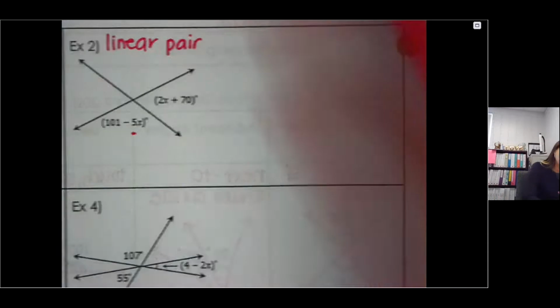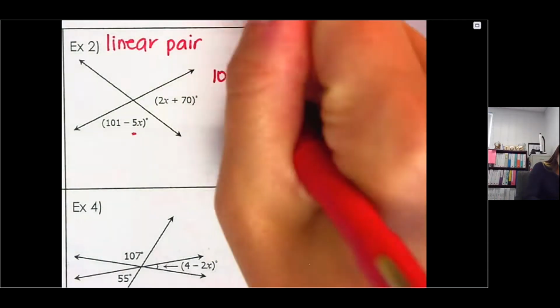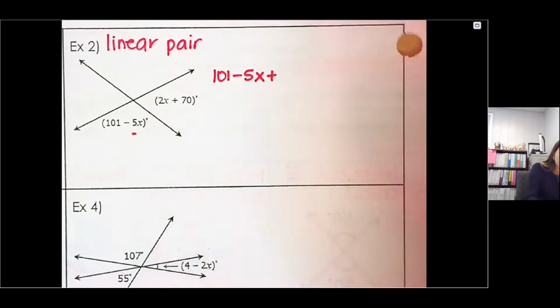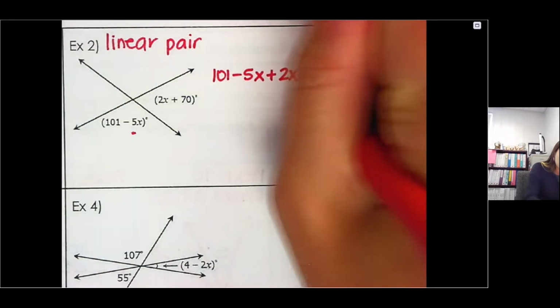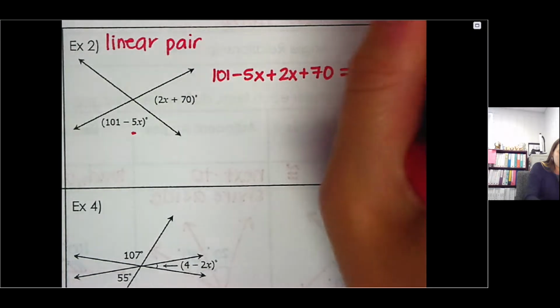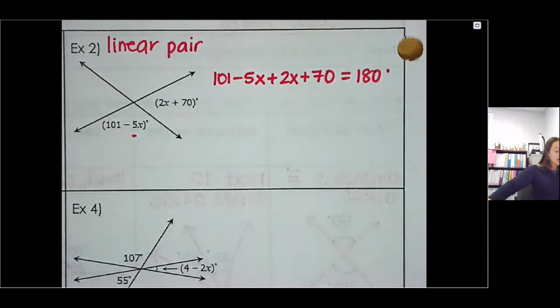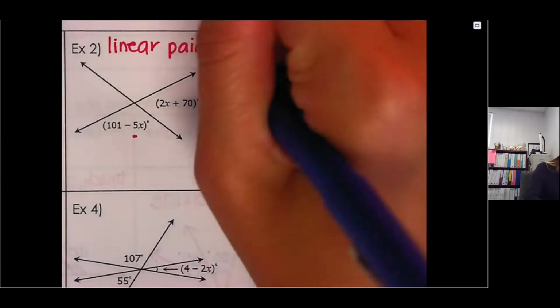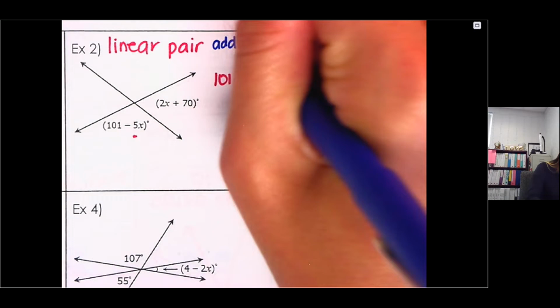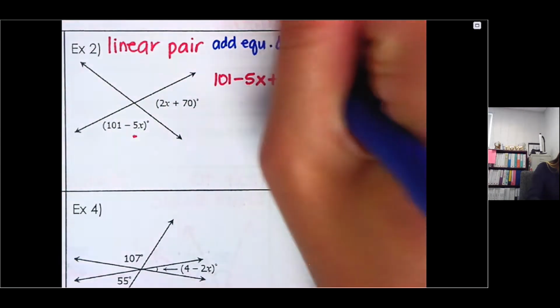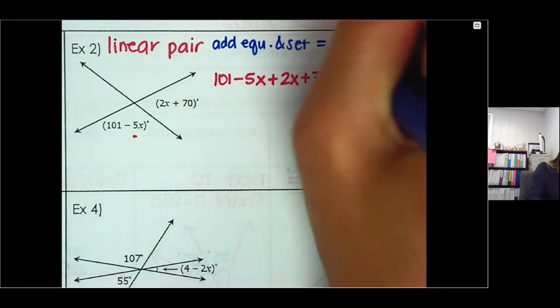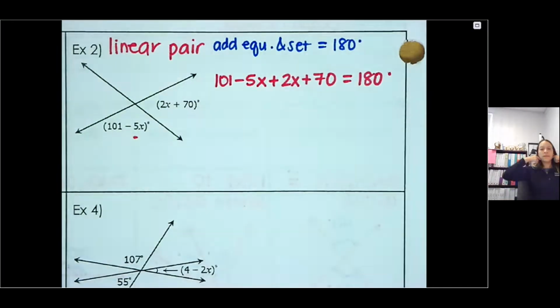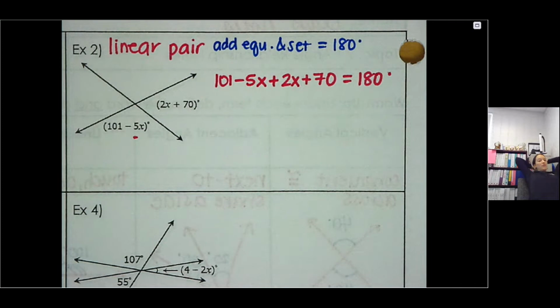We're going to take 101 minus 5x added together with 2x plus 70. And that gives me 180 degrees. So anytime you see a linear pair, we're going to add our equations and set equal to 180 degrees. And then it just becomes algebra. I told you this class was all algebra. Wasn't kidding, was I?